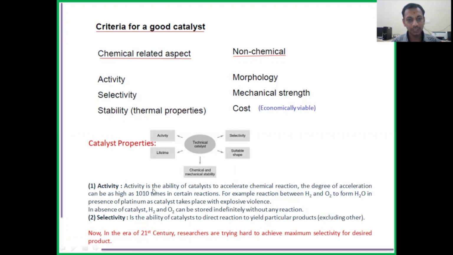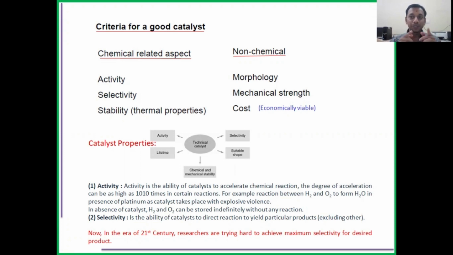Let's talk about activity. Activity is the ability of a catalyst to accelerate the chemical reaction. How much it converts from the reactant, in terms of mole percentage or like that, is activity. So that is only for transformation.